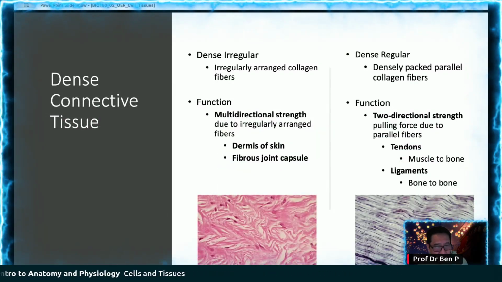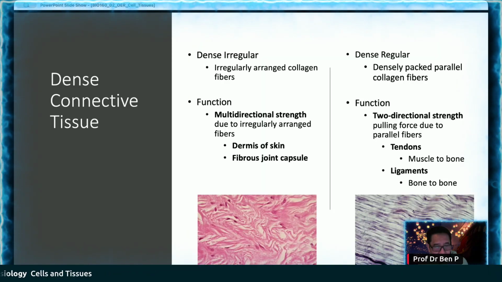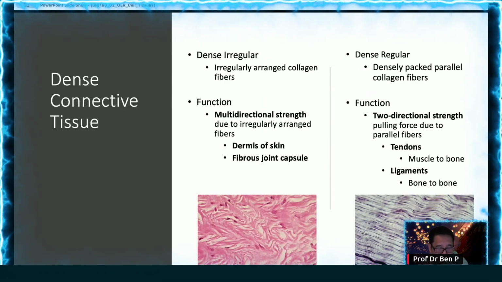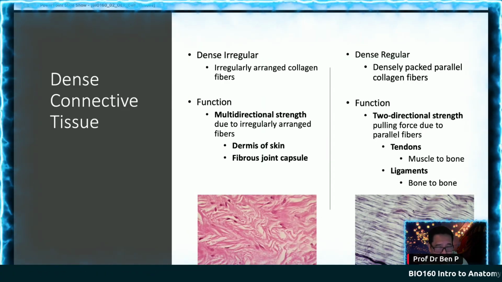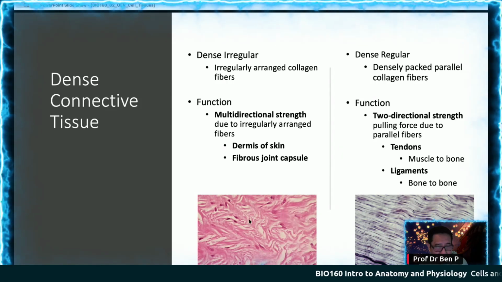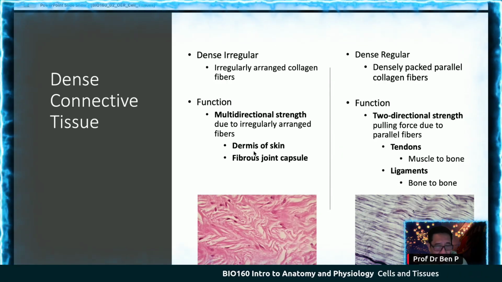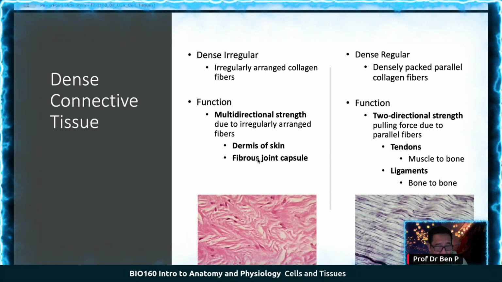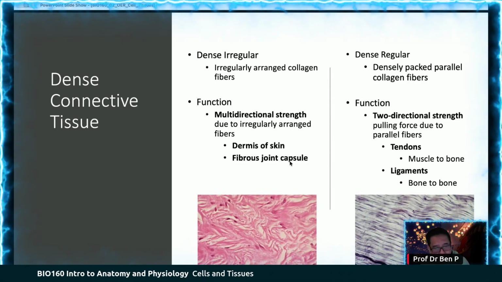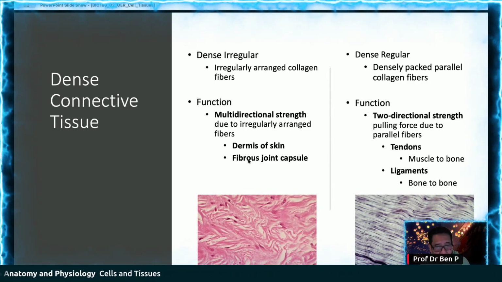For dense connective tissue, you have dense irregular and dense regular. Dense irregular, as you can see, the pattern is all over the place. It's multi-directional, meaning just going crazy everywhere. The locations you should remember are the dermis of your skin and your fibrous joint capsule. That's the dense irregular.